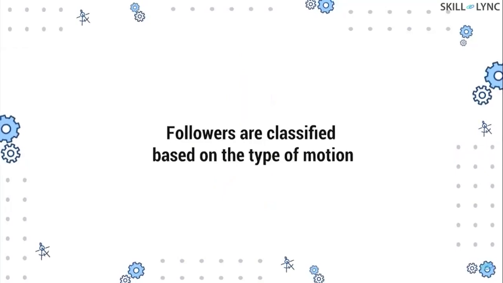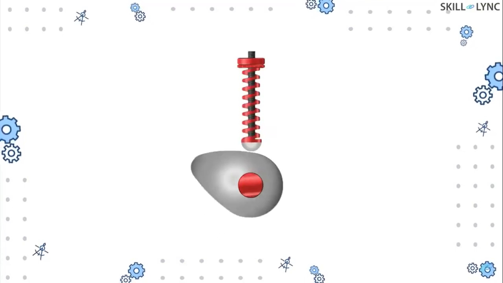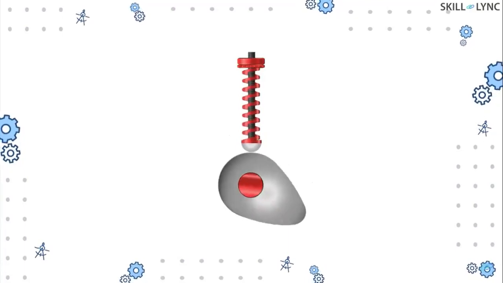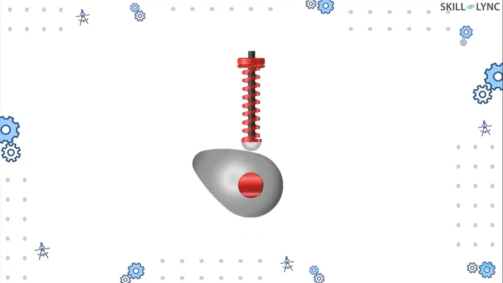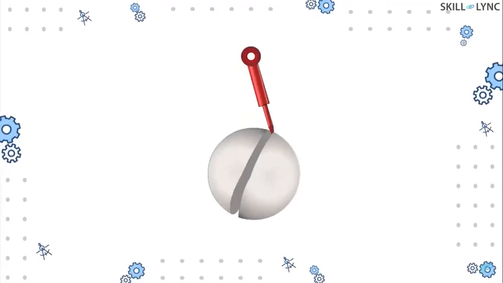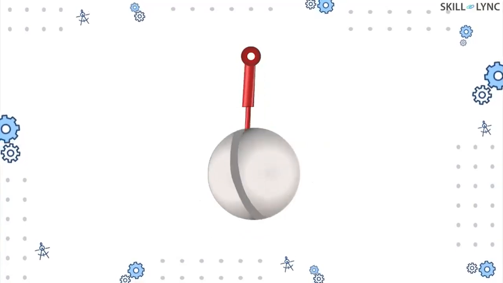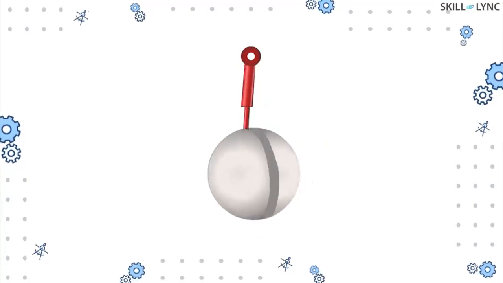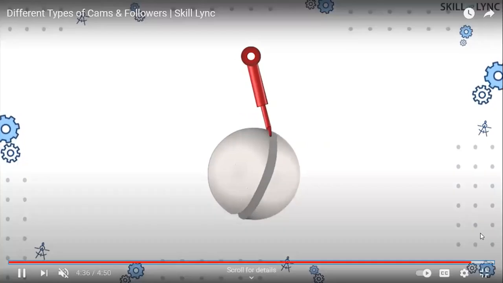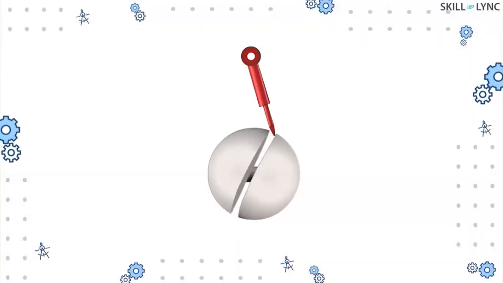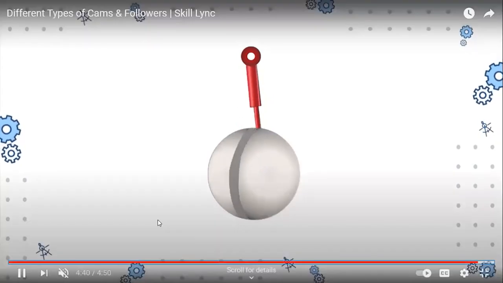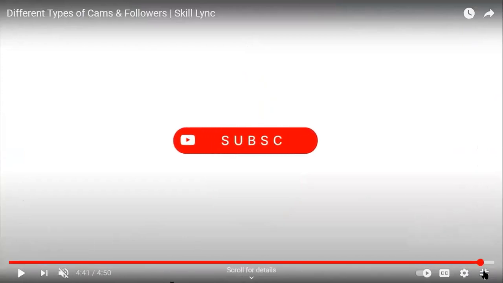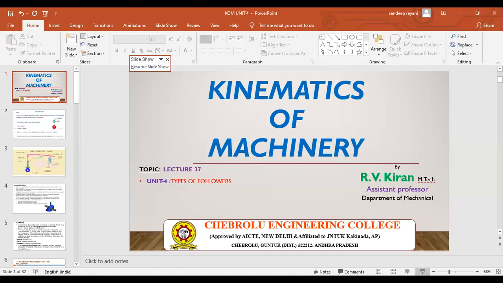And these followers are classified based on the type of motion also. So that is the first type of motion, that is the reciprocating motion. This is the oscillatory motion, in which the follower is used to oscillate in its direction. So these are the different types of followers.